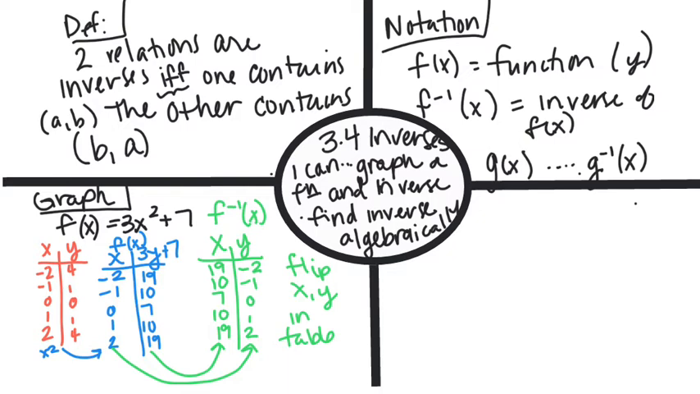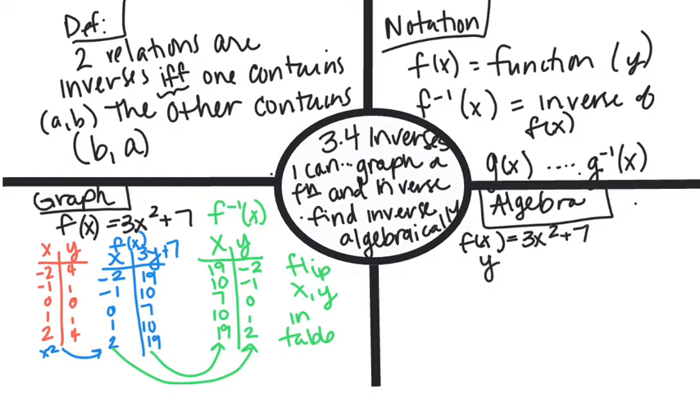The last thing I had on here was to do it using algebra. So algebraically, if I give you the same f of x, I'm going to rewrite this so it says y. And again, I'm going to use what I have here, flip x and y. So I'm going to do that for you. So I'm going to have x equals 3, now I'm going to have y squared plus 7.